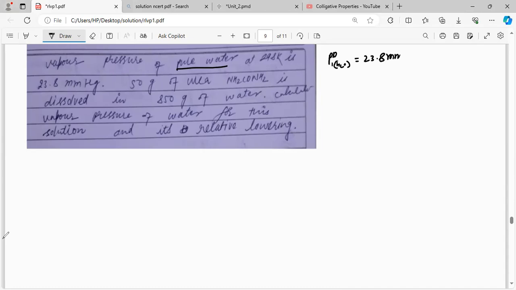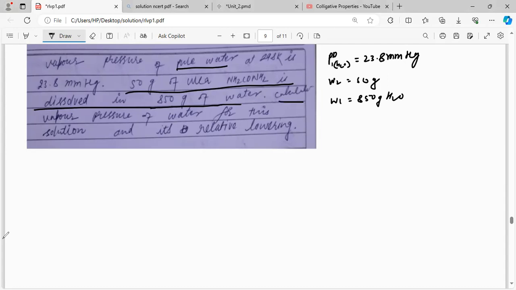23.8 mmHg. The vapor pressure of pure water at 298 Kelvin is 23.8 mmHg. 50 gram of urea is dissolved in 850 gram of water. So W2 is 50 gram and W1 is 850 gram of water. Calculate the vapor pressure of water for this solution, and this is the urea.